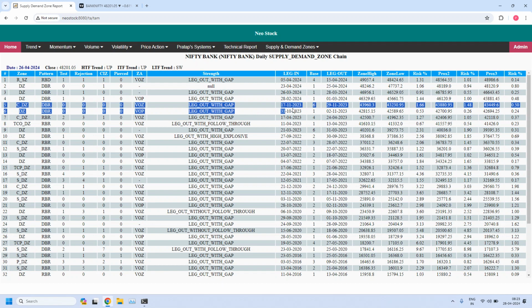And it is very far away. This is 1711, 2911. And below that we have one more daily demand zone, already tested once. Let us draw the zone. That is 26.3.